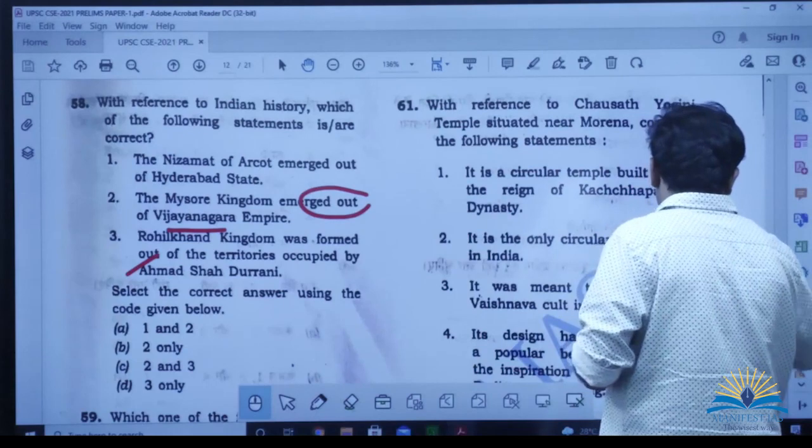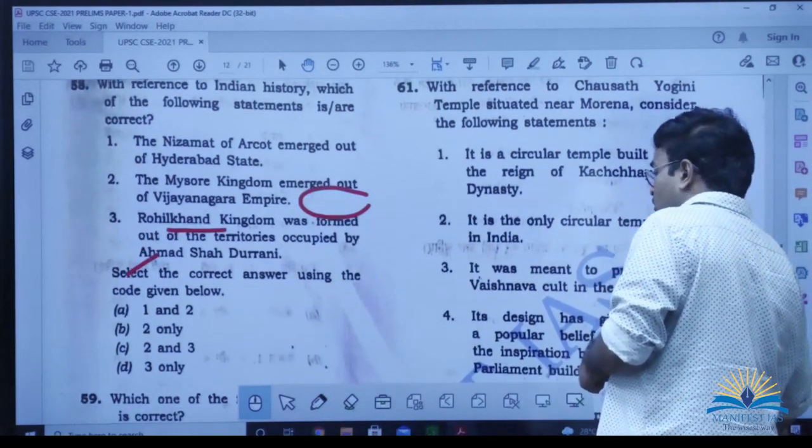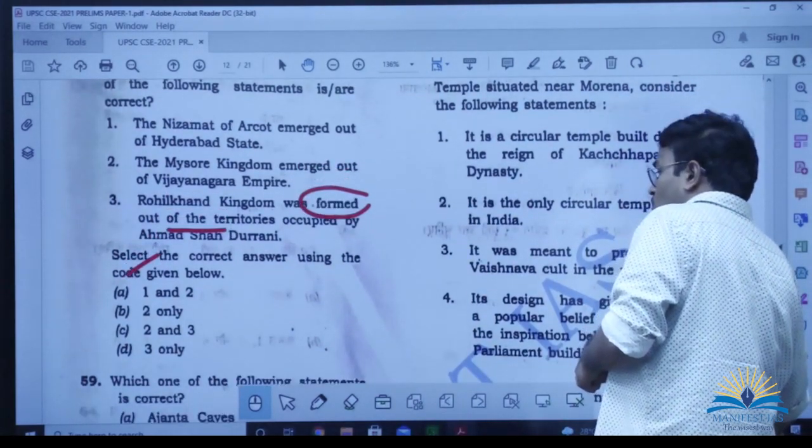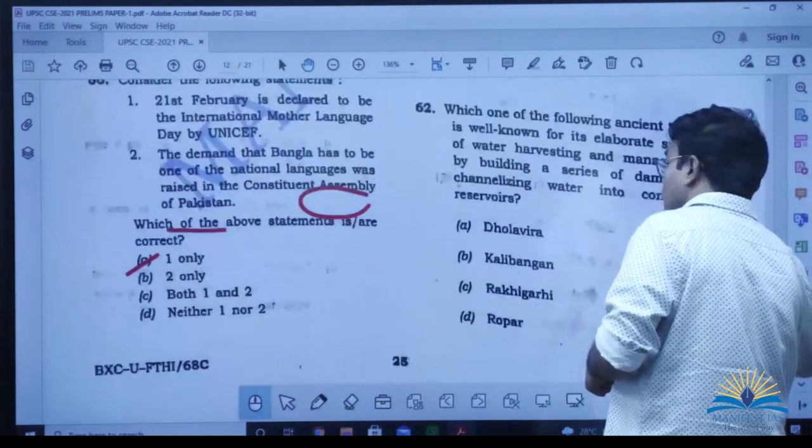Next question, 59th one. When it comes to the 59th question, one second.